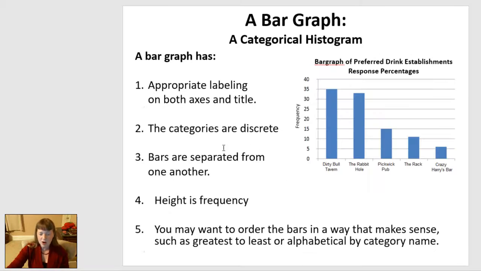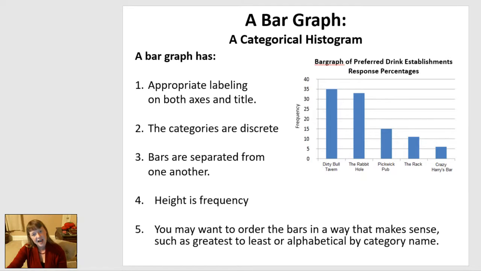And here is a bar graph. It's sort of like a categorical histogram, right? And where you put, instead of scores at the bottom, you put all the categories at the bottom. Dirty Bull, Rabbit Hole, Pickwick, Rack, and Crazy Harry's. And then you put how frequently a person ended up in a particular category along the y-axis. And you keep the bars separate. You don't smush the bars together like you did in a histogram, because these categories are completely discrete. They're completely separate from one another.